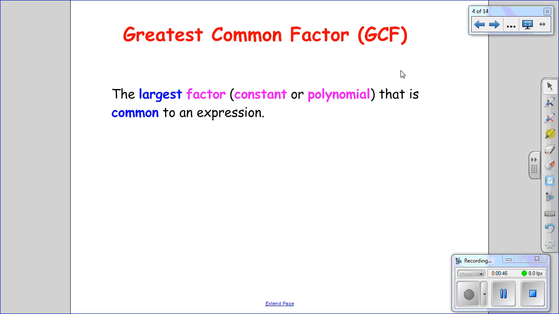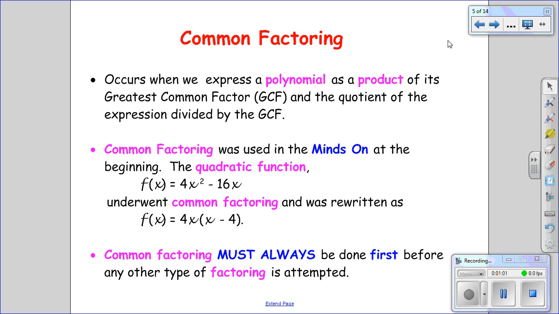So I need to know what the greatest common factor is, and we're going to use GCF from now on to refer to greatest common factor. The greatest common factor is the largest factor. It could be a constant or a polynomial that's common to an expression. And we use the greatest common factor in order to common factor. So common factoring occurs when we express a polynomial as a product of its greatest common factor and the quotient of the expression divided by the GCF.